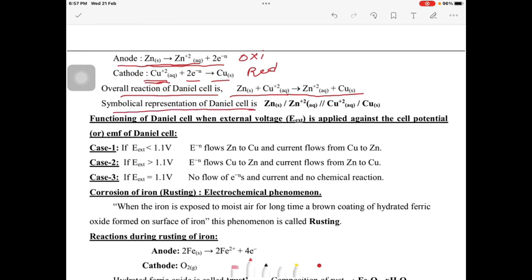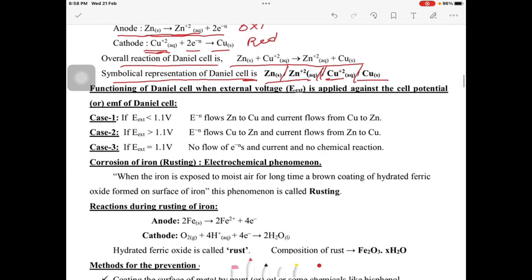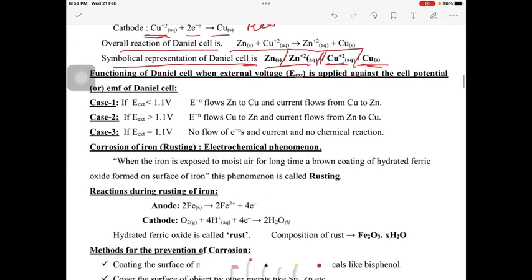Symbolic representation of the Daniell cell is Zn | Zn2+ (aq) || Cu2+ (aq) | Cu (solid).